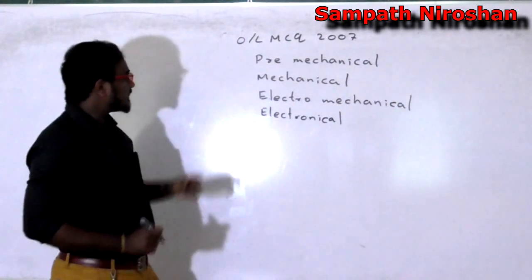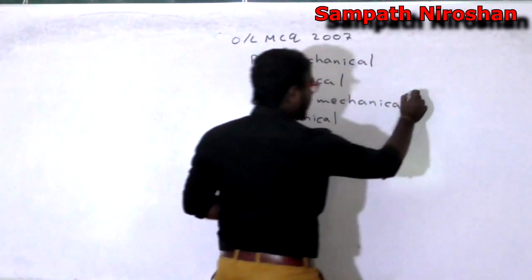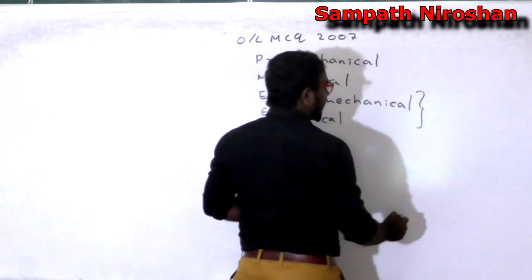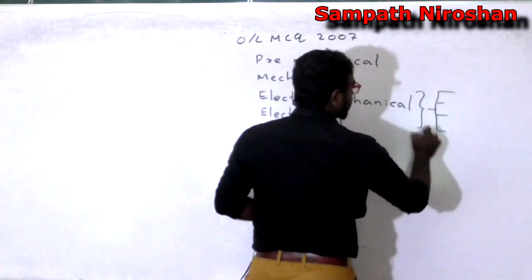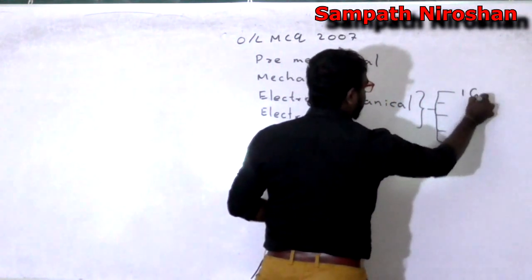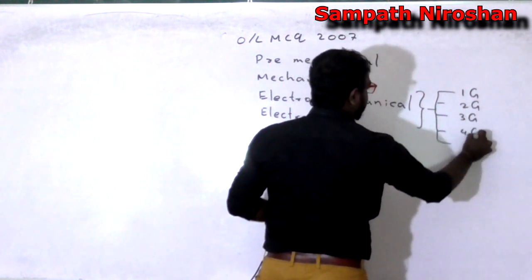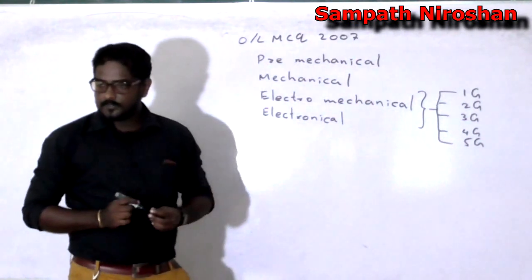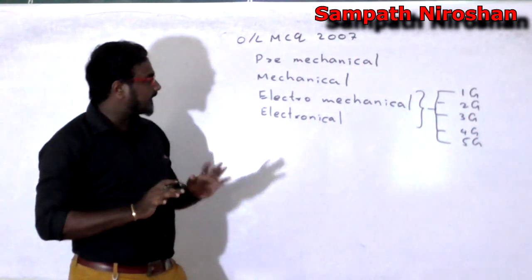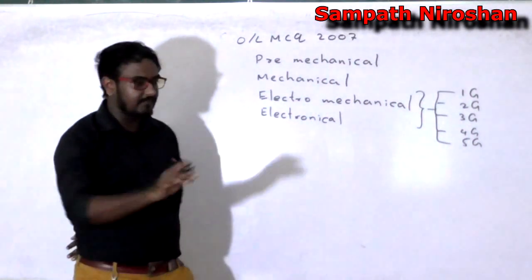Now, the first two we discuss as separate eras, but the last two we will combine together, and they will be divided into 5 generations. First generation, second generation, third generation, fourth generation, and fifth generation. Okay, so if I am recapping what happened during each of these eras, that's very simple.